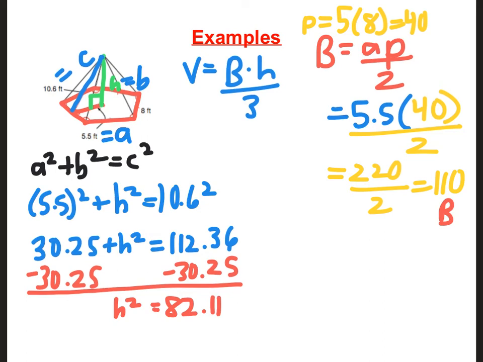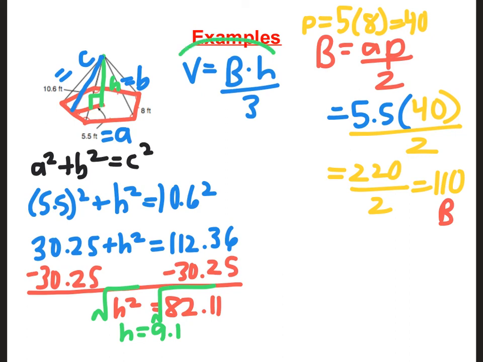Again, we're trying to find h, so I have to undo that squared. To do that, we're going to take the square root from both sides. And that tells me that h equals, oh no. Sorry, I'm struggling with my calculator. We're taking the square root of both sides, clicking the right buttons. 9.1.